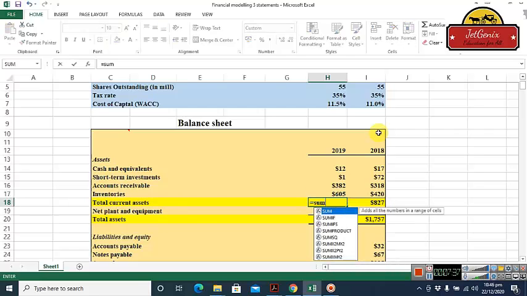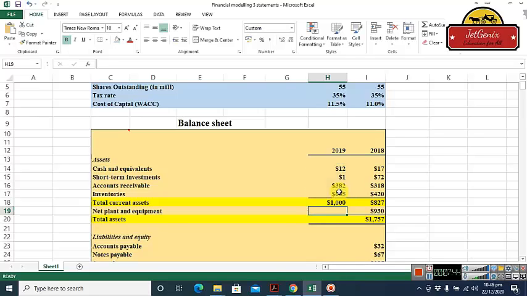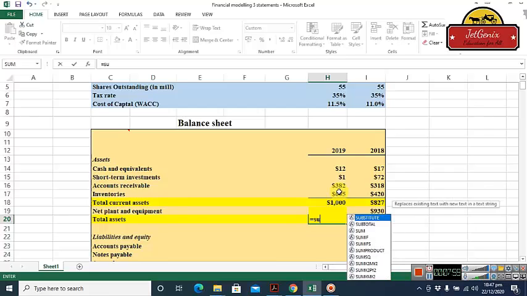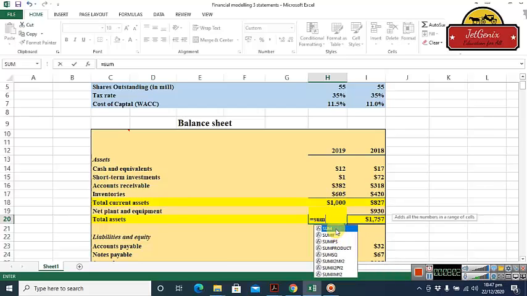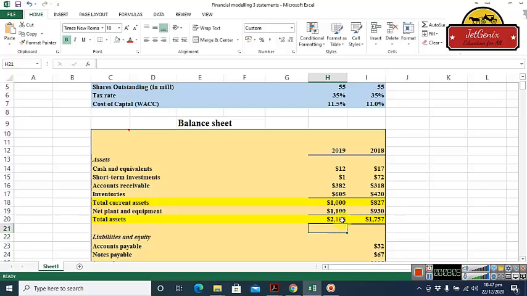And now we are having the total current assets of, let me calculate it like this, yes, and now we have the total current assets of 1000, okay. Now let me add the net plant and equipment of 2019, and that is 1100, and the total assets of this company, let's see, is the sum of the current assets and fixed assets, okay. So the total assets of the company in 2019 is 2100.